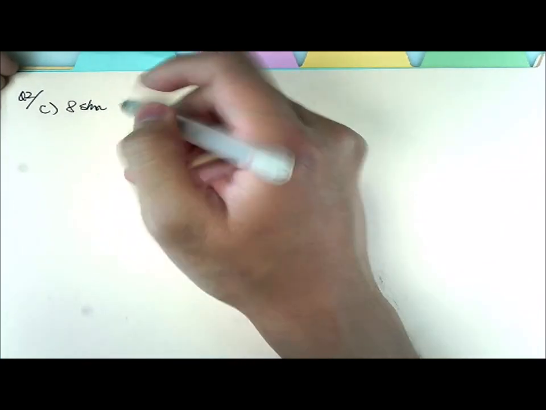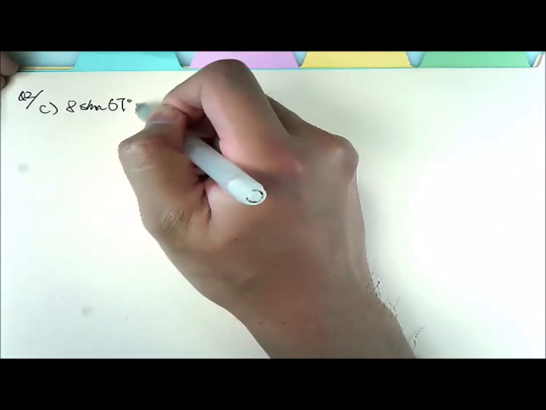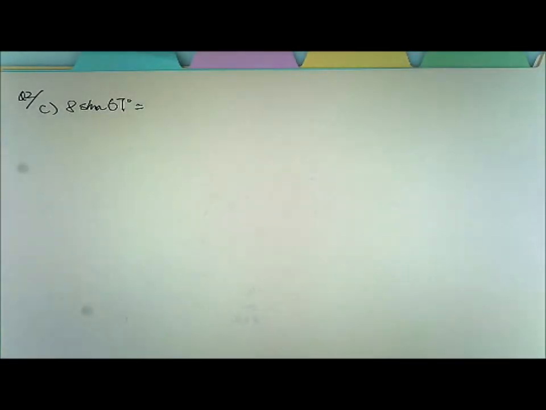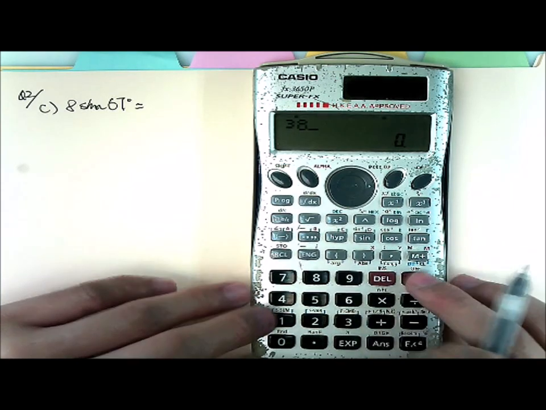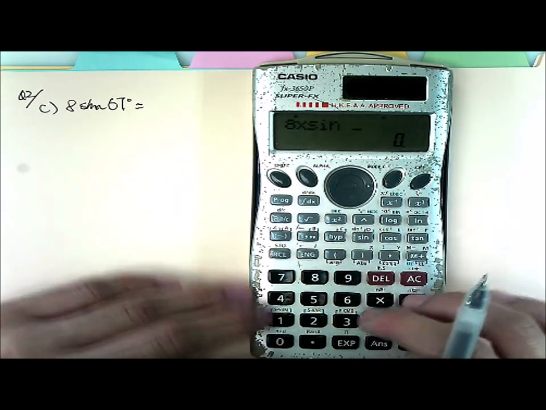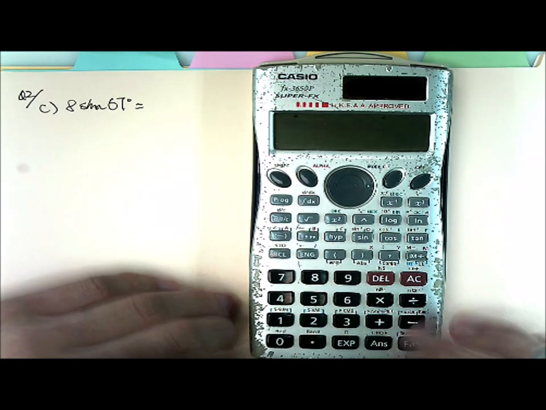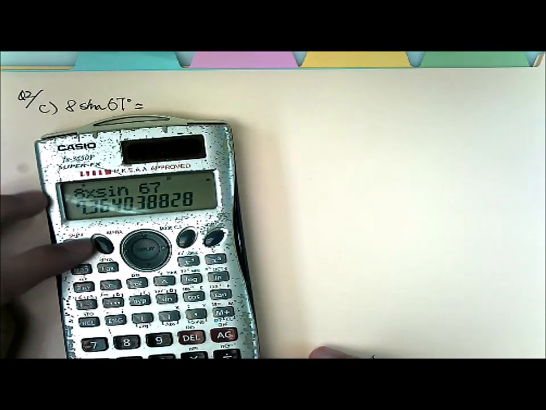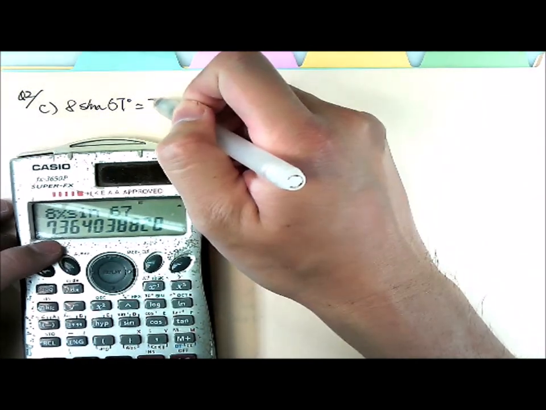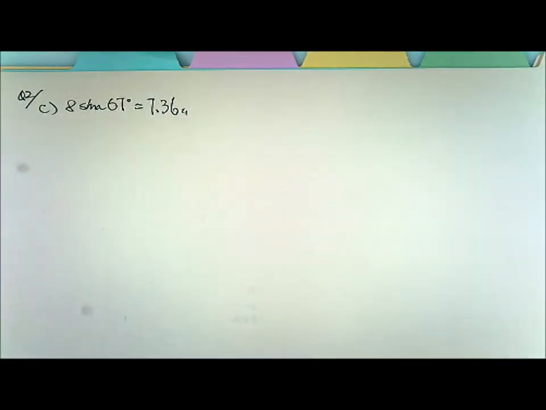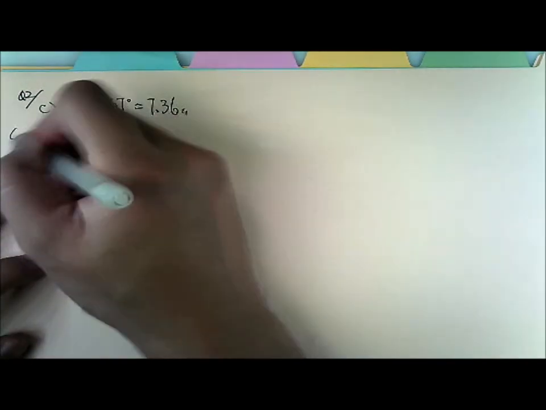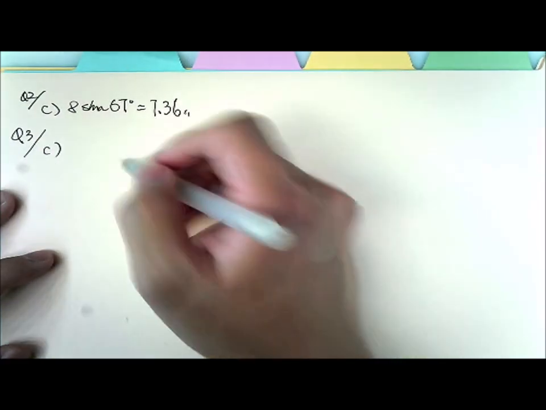C. You just copy this: 8 times sine 67 degrees. You just use a calculator like this. Press 8 first, and then times sine 67, and you get a number. So you have to keep 3 significant figures, meaning that it is actually 7.36. That's the result.